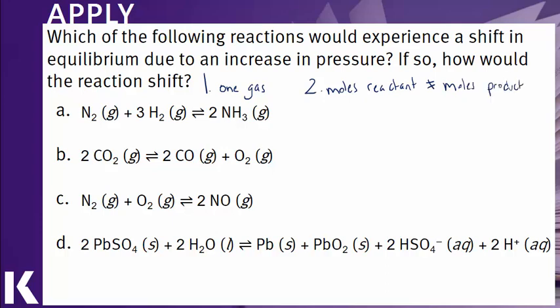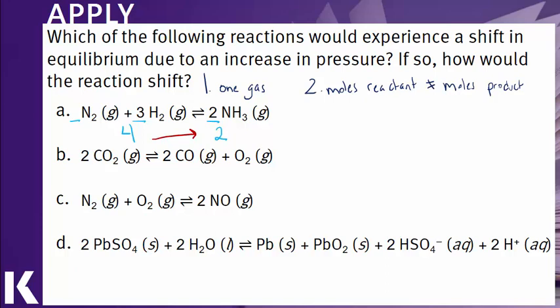Starting with A, we see this reaction contains gases. There are 1 plus 3 moles of gas on the reactant side, and there are 2 moles on the product side. So both sides certainly have different moles of gas. Therefore, this reaction will be affected by an increase in pressure. As we learned from the previous slide, an increase in pressure will shift the reaction to the side with fewer moles of gas. 4 moles on the left and 2 moles on the right, so the reaction would shift right toward the product.